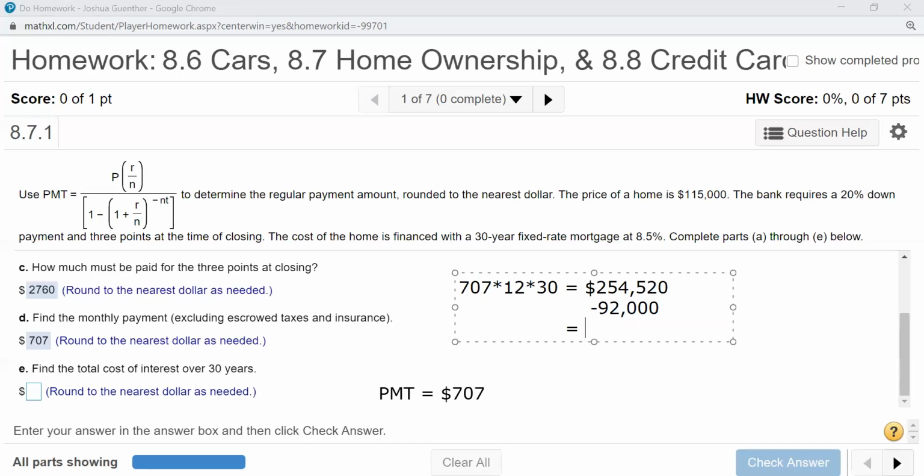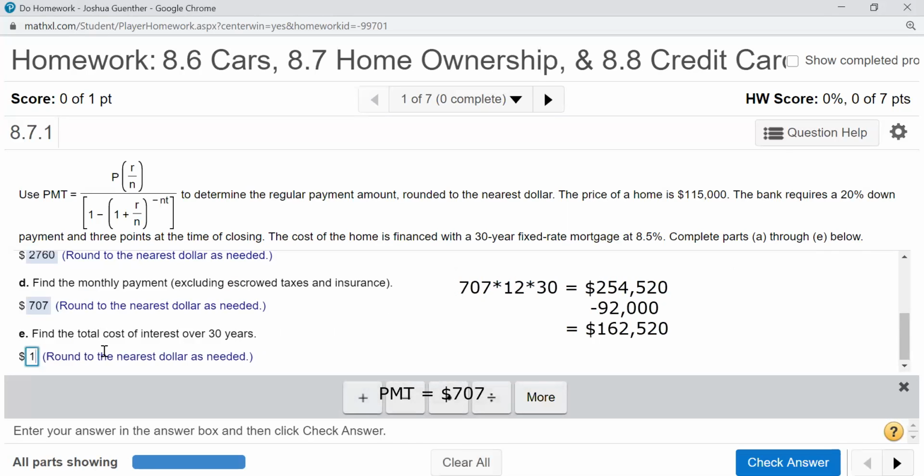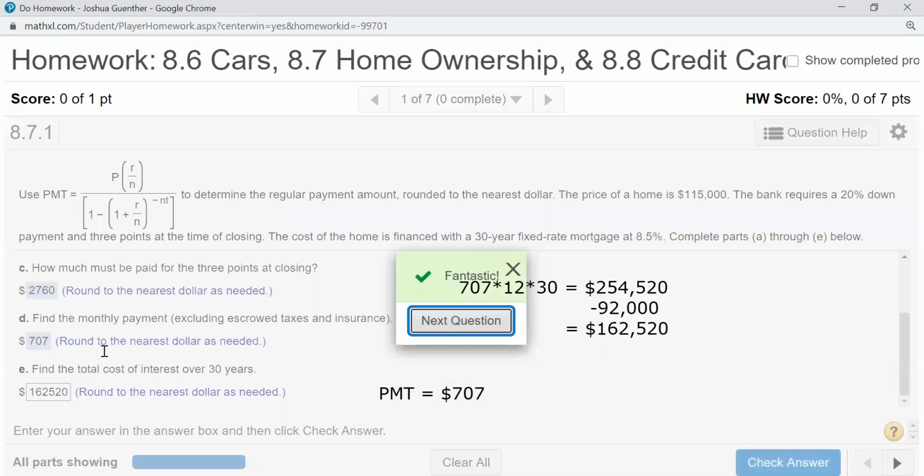which means that the amount of interest we paid is $162,520. That's a lot. The reason we don't include the down payment in this calculation is because we didn't pay any interest in order to make the down payment. The down payment happened before we financed or had any interest accrued. And now if it says this is wrong, it's going to be because it didn't want me to round to 707. Nope, it likes it.